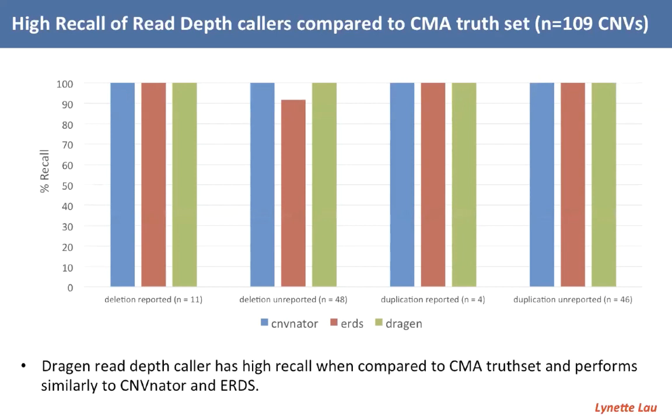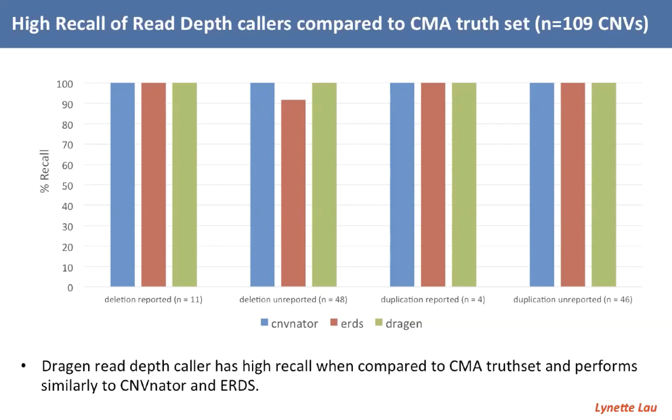So one thing that we first started to do was to look at the sensitivity of the callers compared to the true set. So this happens to be, as I said, in development, we were looking at ERDS and CNVnator. We wanted to move more towards a solution that was being maintained. So that's why, within the package that we're using, this is within the Dragon software analytical pipeline. You can see the recall.